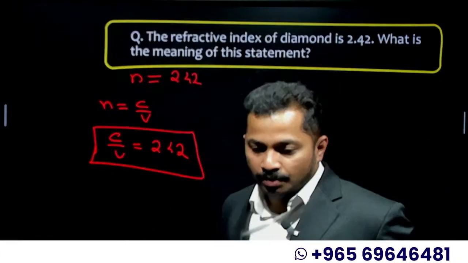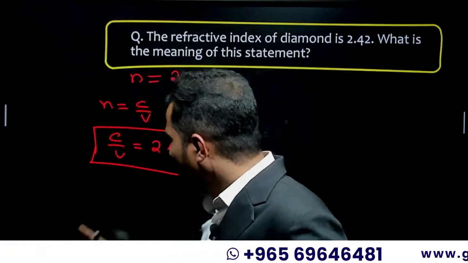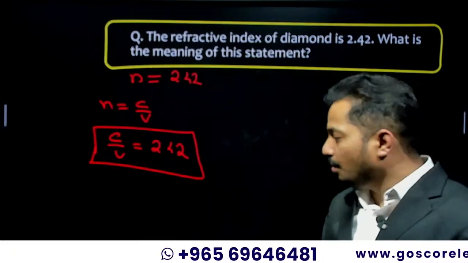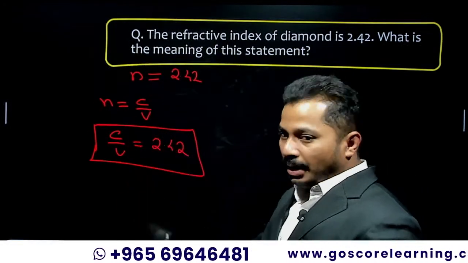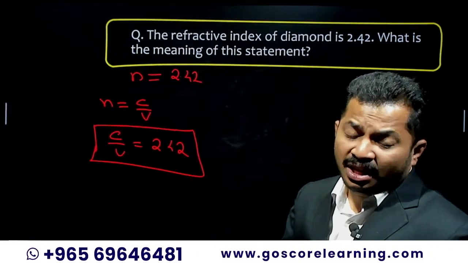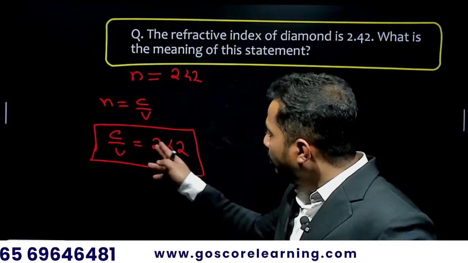That answer is done. Believe me. Write this in words. How can you represent this in words? C by V means ratio of C to V. Ratio of C to V is 2.42.